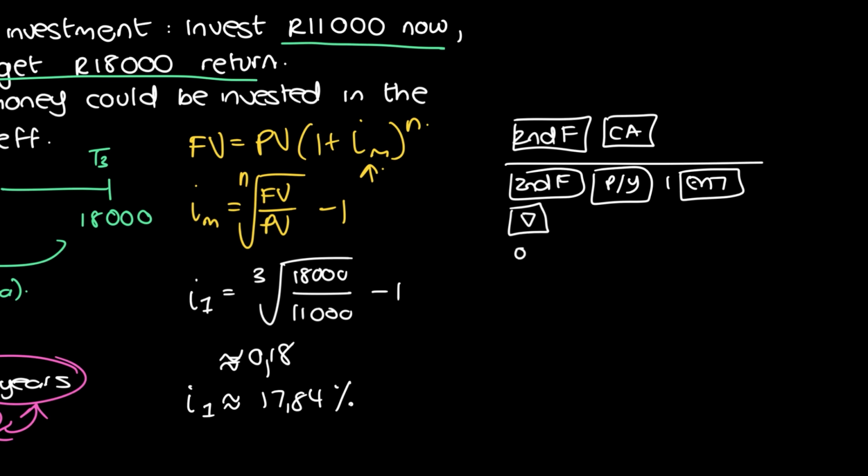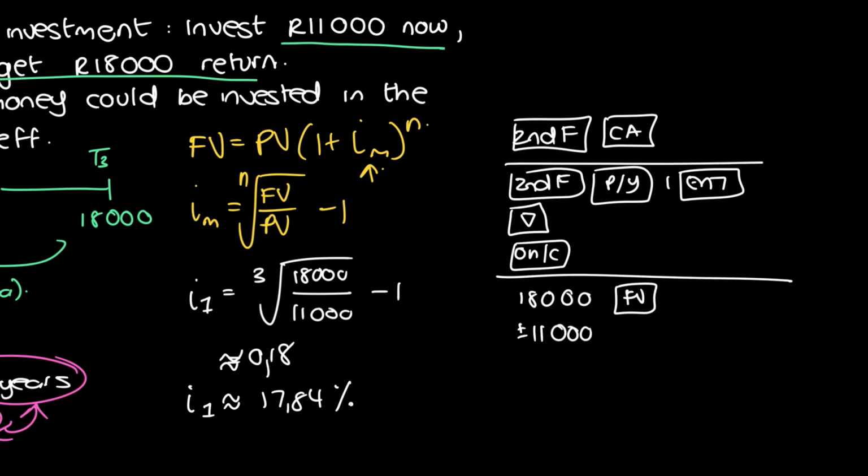Check our C/Y corresponds. Then we say ON/C. Then we enter all our information. We are getting 18,000 Rand back, so the 18,000 Rand is positive. We invest 11,000, so it is negative in our calculator, because remember, we have to have inflows and outflows on our calculator. Once again, if you're not comfortable with that, please go look at the video. Then you're going to enter 3, N, and you're going to say compute your I/Y.